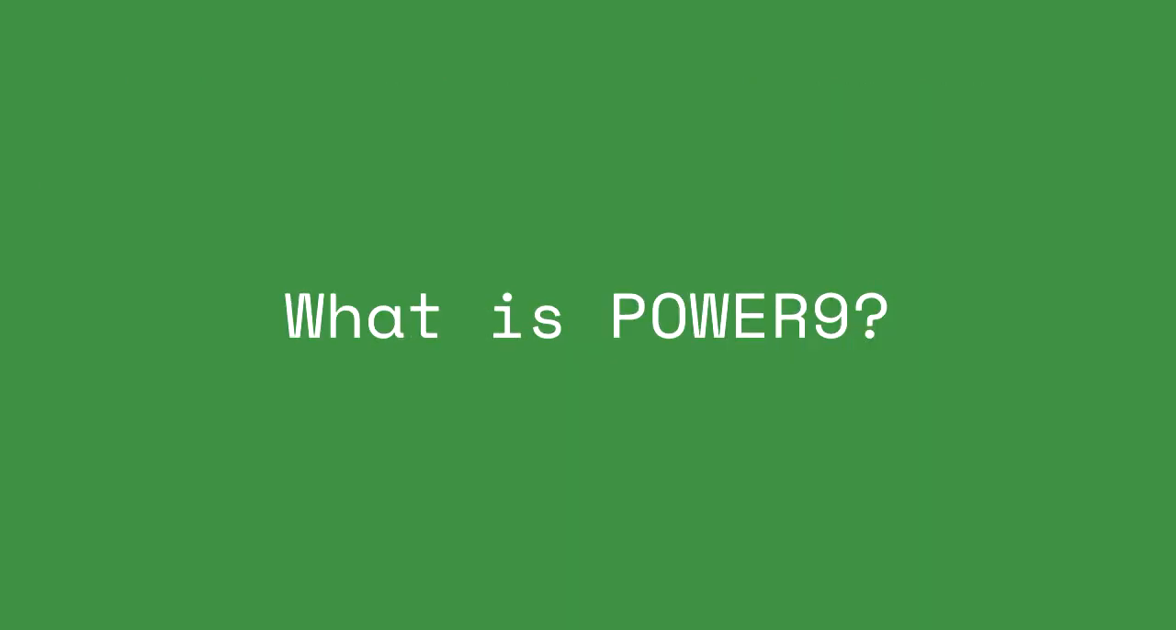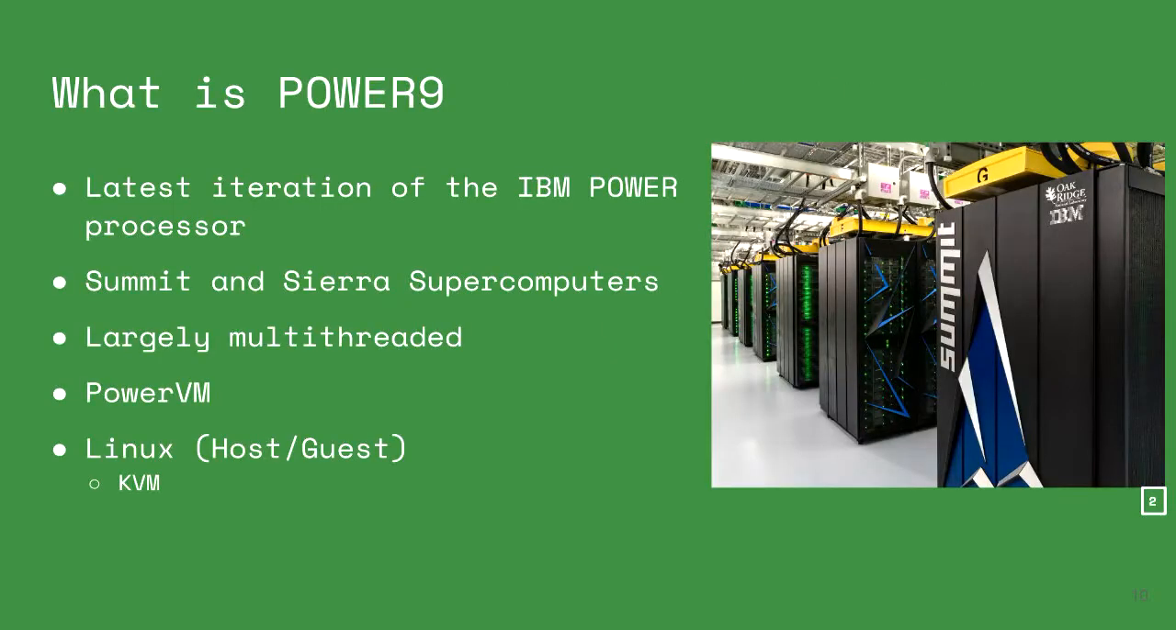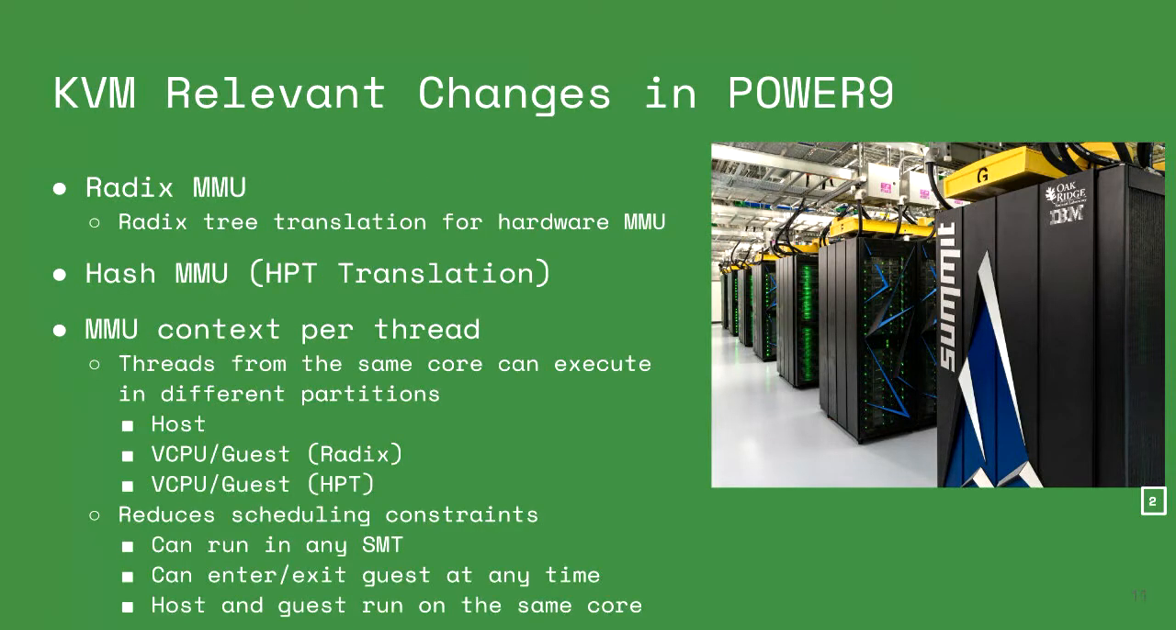So first of all, what is POWER9? POWER9 is the latest iteration of the IBM Power processor, and you might have seen it features in the Summit and Sierra supercomputers, number 1 and 2 on the Top500 at the US Department of Energy. These are largely multi-threaded processors, and they can run both PowerVM and Linux as their hypervisors. But that's not too interesting. Let's look at some of the interesting changes that occurred in POWER9 in contrast to the previous Power8 processor.